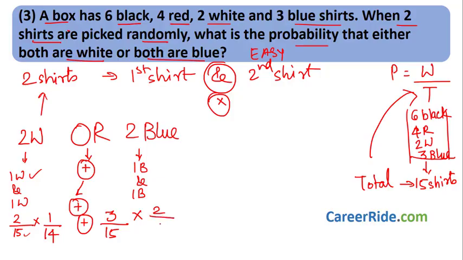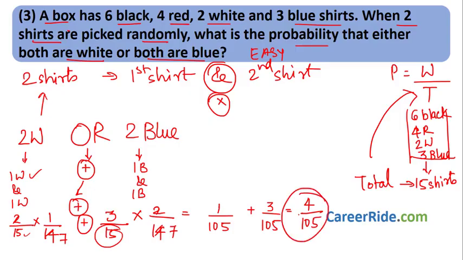Divided by total possibilities. Out of 15, I have already chosen one shirt over here. So how many shirts are total remaining? 15 minus 1, 14, right? So what is the total possibility? 2 sevens are 14. What do we get over here? 1 upon 15 sevens are 105 plus 3 upon 105, that would be equal to 4 upon 105. This is the probability that either both are white or both are blue.